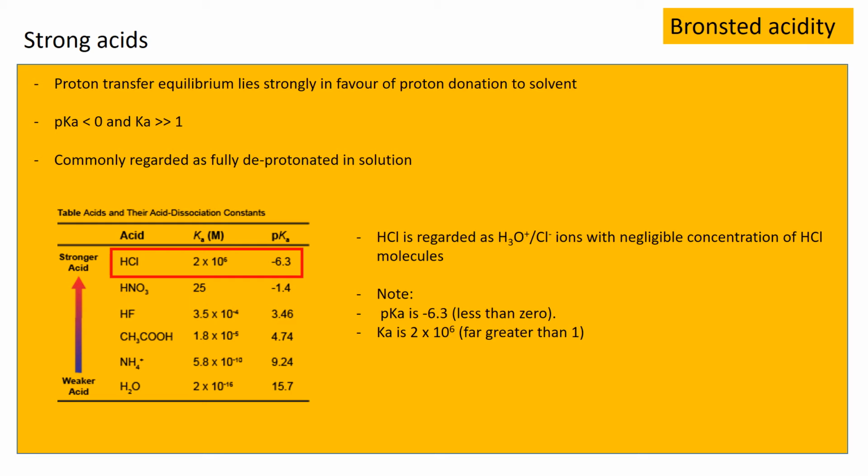Compare that with hydrofluoric acid in the table there, and you can see that its Ka value is less than 1 at 3.5 times 10 to the minus 4, and its pKa value is greater than 1 at 3.46. So hydrofluoric acid is a relatively weak acid.